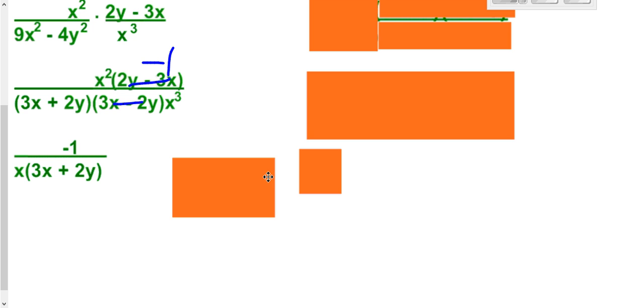And then you can ask yourself which one has more x's, the top or the bottom. And in this case, the bottom has more x's, one more x, so it leaves us then with the x gone on the top, just a -1, an x to the first on the bottom in our first parenthesis, and that's what we have right there.